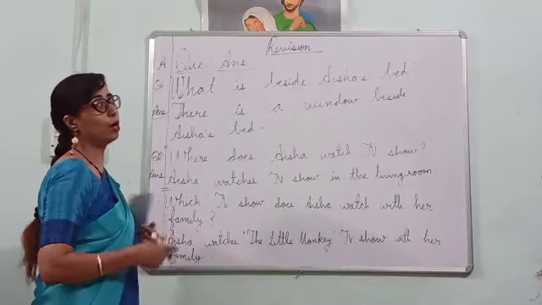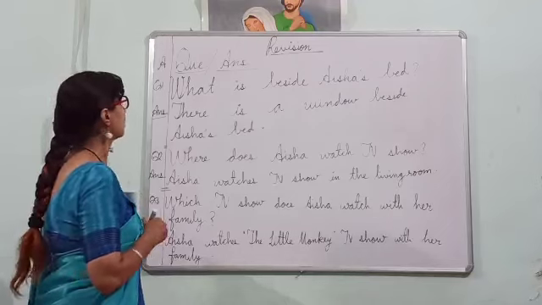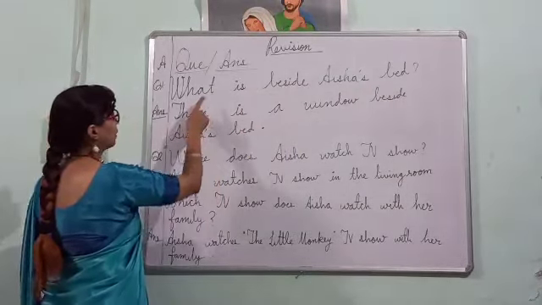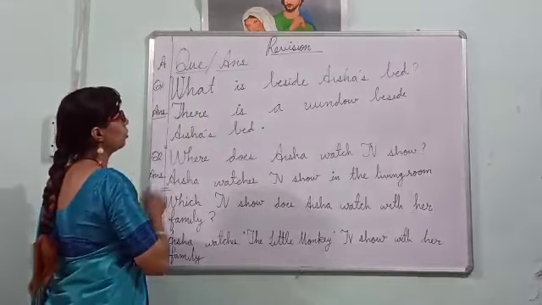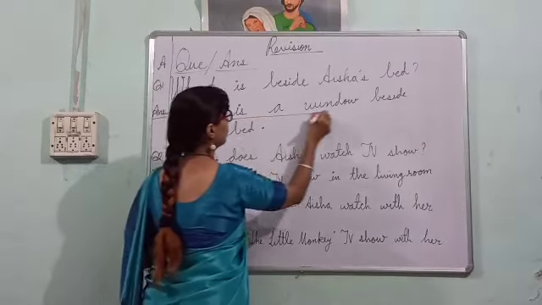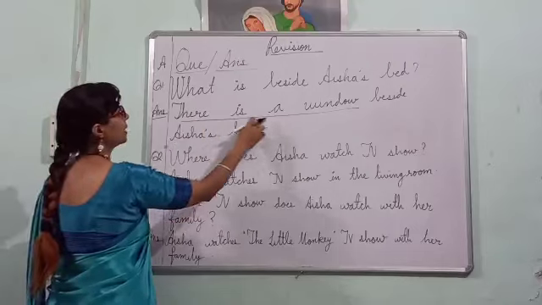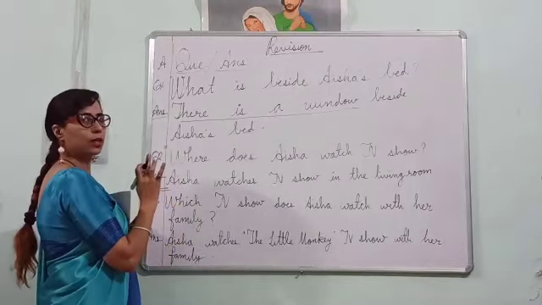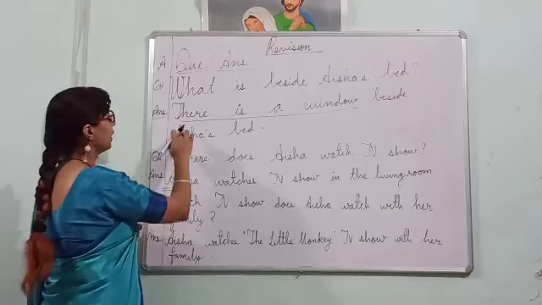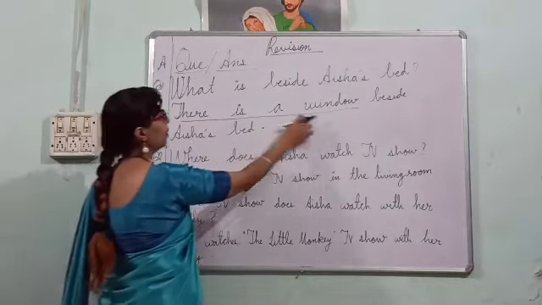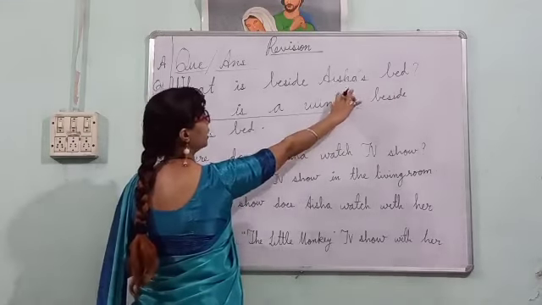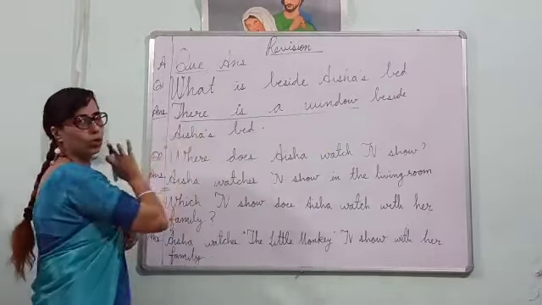Okay, now how to learn the question answer? What is beside Aisha's bed? Okay, this is your question. So you have to learn only this. There is a window beside Aisha's bed. Okay, understood that? You have to learn only this part. There is a window and beside Aisha's bed, from the question you have to learn it.